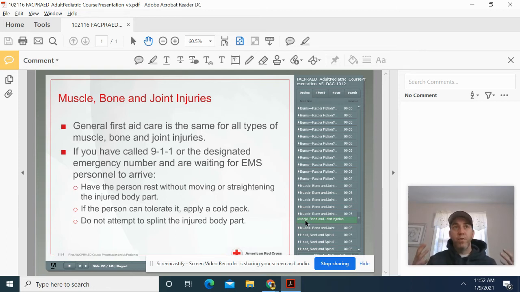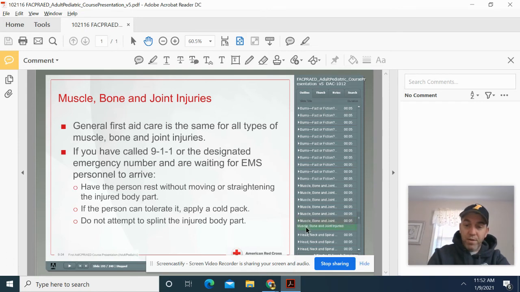I was their coach. We have to think, who's responsible for this person? Do we have consent? So we check the scene, we're looking for mechanism of injury, we're looking at signs and symptoms, but remember, we have to get consent. And the big thing is not to move the person.